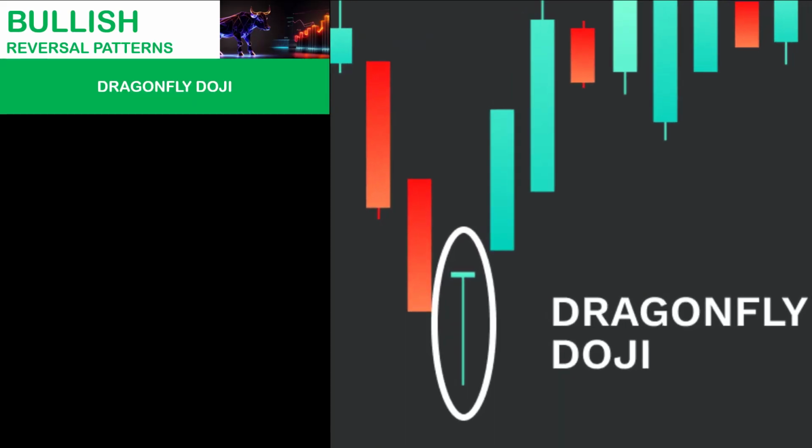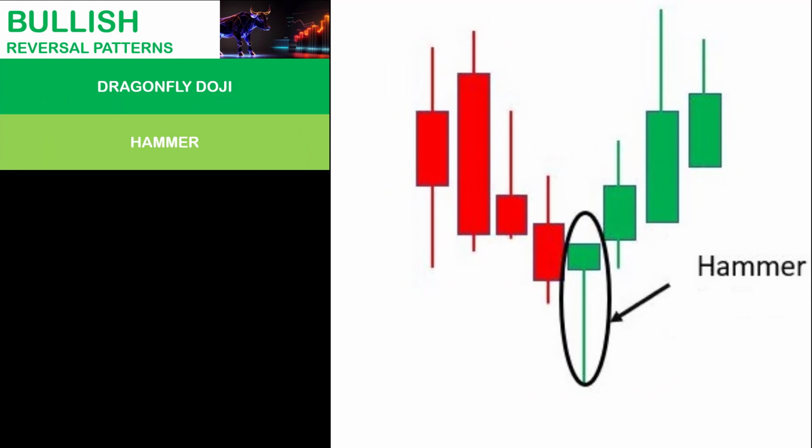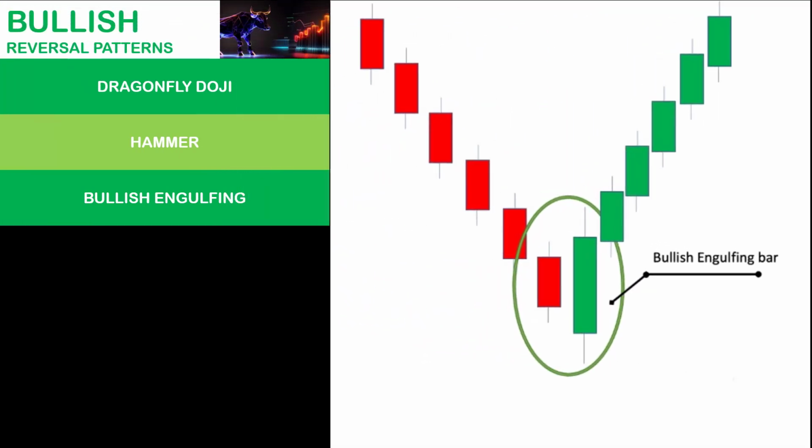The first one is the dragonfly doji. Dragonfly doji is a bullish reversal candlestick pattern, and you see it at the bottom of a downtrend. Another one we have is the hammer. Hammer and dragonfly doji almost look alike and function alike, but hammer has a little real body while dragonfly doji does not have a real body. That is it. And then another one we have is bullish engulfing.